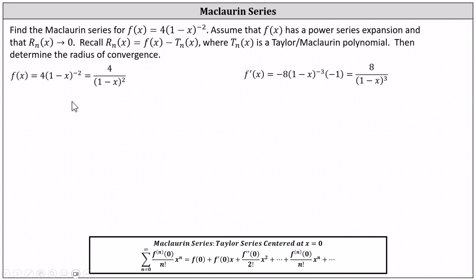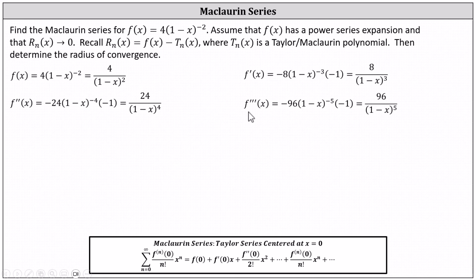The second derivative is the derivative of 8 times the quantity 1 minus x to the power of negative 3, which is negative 24 times the quantity 1 minus x to the power of negative 4 times negative 1, or 24 divided by the fourth power of 1 minus x. The third derivative equals the derivative of 24 times the quantity 1 minus x to the power of negative 4, which is negative 96 times the quantity 1 minus x to the power of negative 5 times negative 1, which simplifies to 96 divided by the fifth power of 1 minus x.